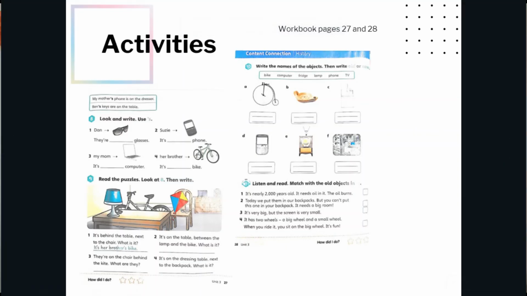So let's check. Book, page 28, activity 11. Listen and read. Match with the old objects in 10.